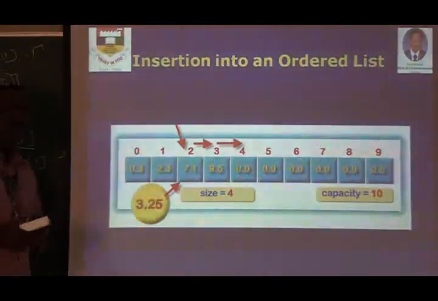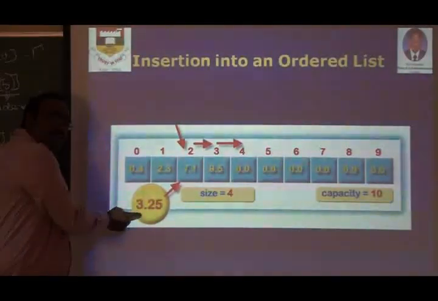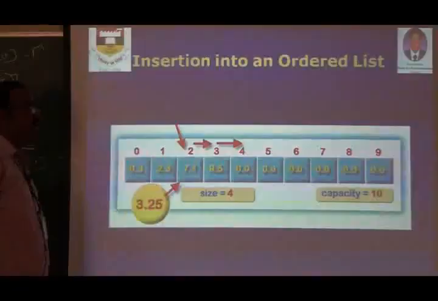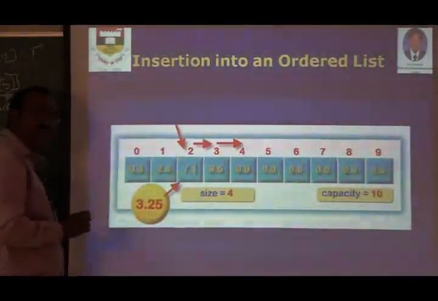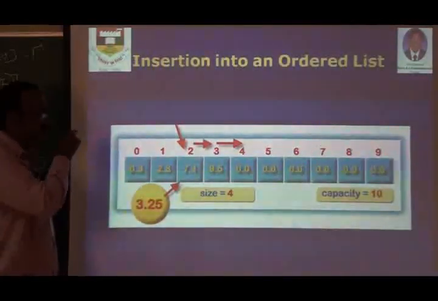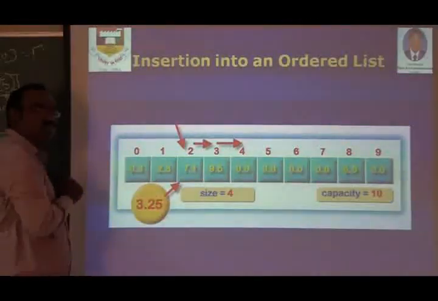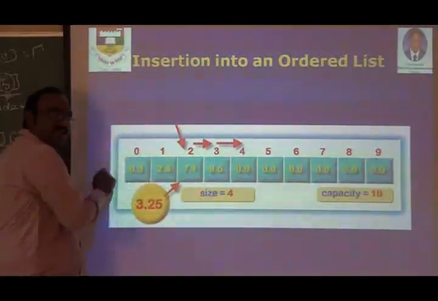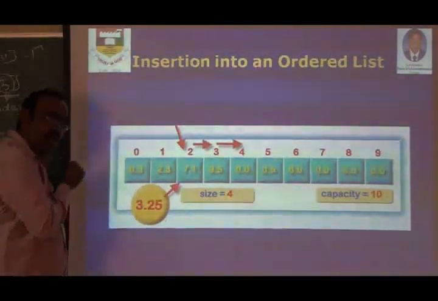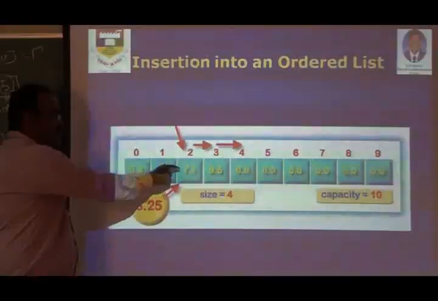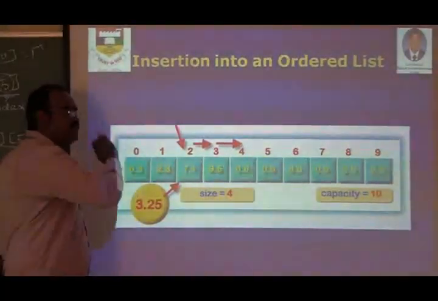So this is insertion we are performing in the ordered list. So what is the insertion? The element 3.25 is to be added at position 2. Why are we inserting at position 2? Because 0.3 is at 0, 2.3 is at 1. Checking the value, the second position has 7.1, and 3.25 is less than 7.1. So this is an ordered list, and we have to insert 3.25 at the second location. So 7.1 is moving to the succeeding position.